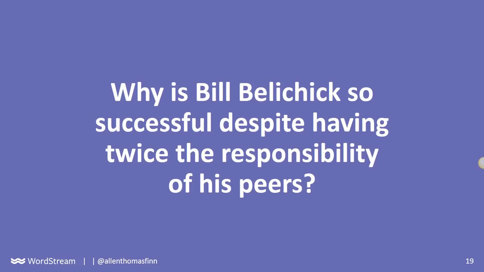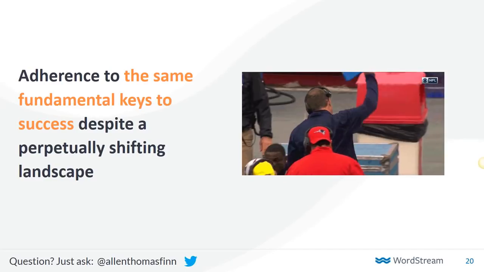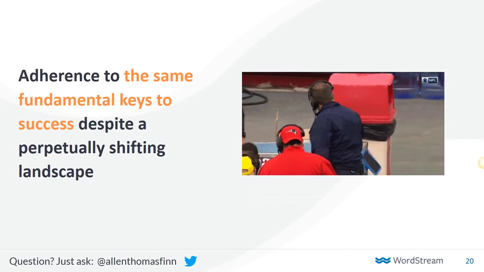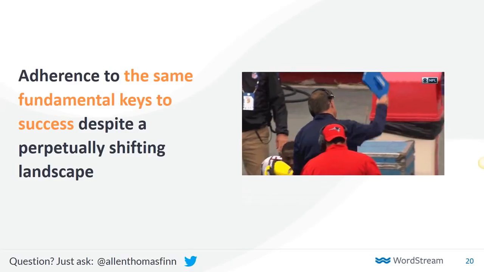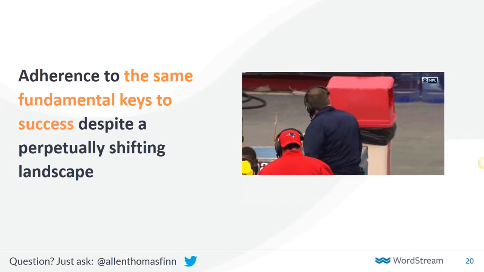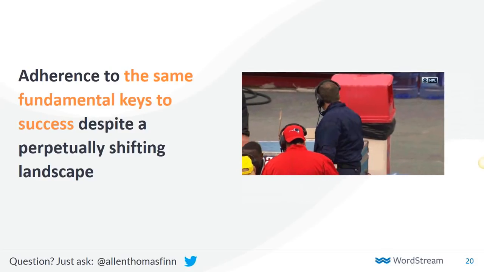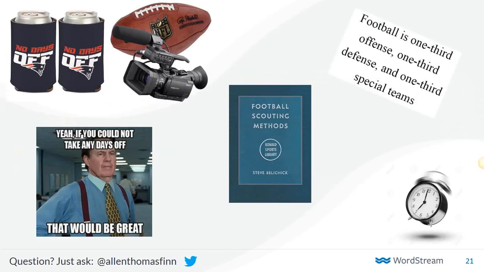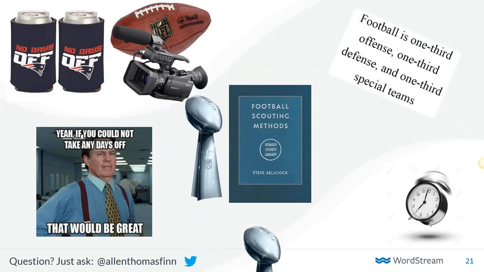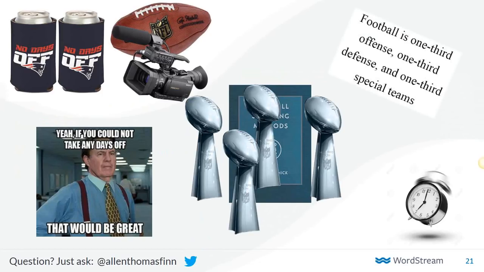And why is Bill Belichick so successful despite having twice the responsibility of his peers? It's due to adherence to the same fundamental keys to success in the face of a perpetually shifting landscape. So Bill Belichick has been an NFL coach for decades. In that time, he's gone from being a guy who uses a chalkboard to a guy who uses technology, but that doesn't always drive success. Success comes through the little things. It's things like punctuality, showing up every day, attention to detail, focus on minutia, and that yields a championship, another championship, another championship, another championship, and another championship.